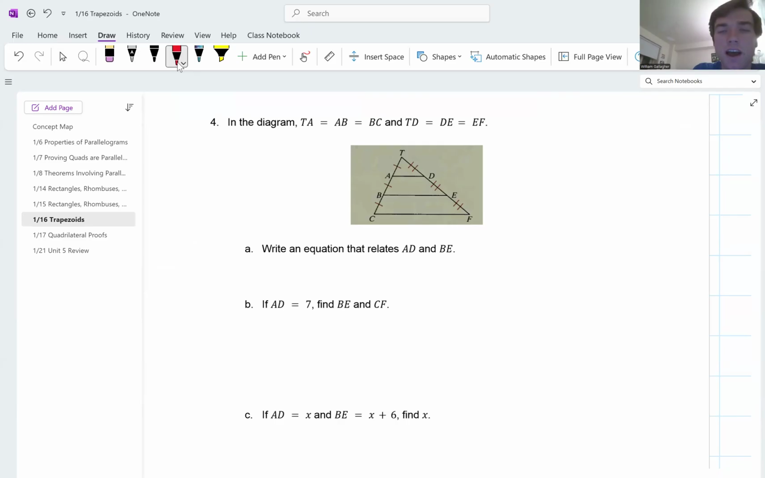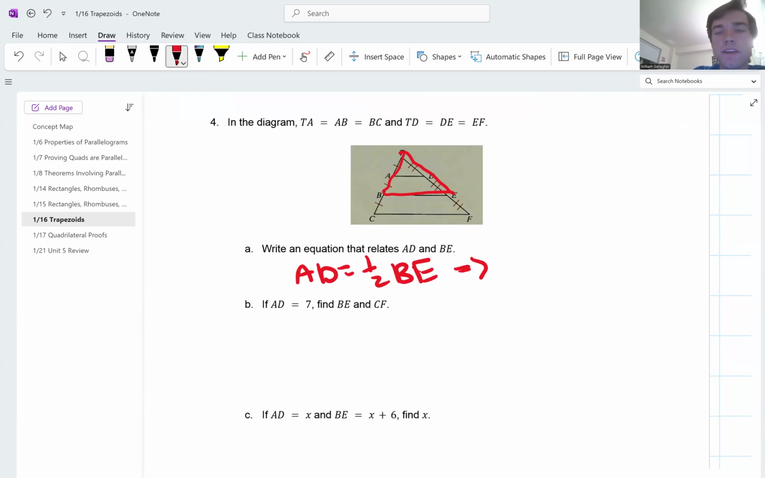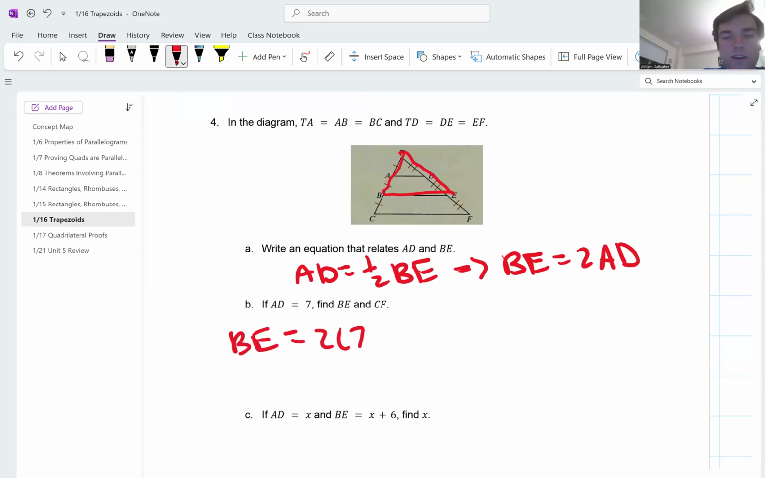So if we look at AD and BE, we're looking at this triangle. And we know that because AD joins the midpoints of those two segments, AD is going to be half of BE. And I probably want to simplify that a little bit to say that BE is equal to double AD. All right. So now if AD is equal to 7, I want to find BE and CF. So let's find BE first. I can use part A, right? So BE is equal to 2 times 7, which is going to be 14.